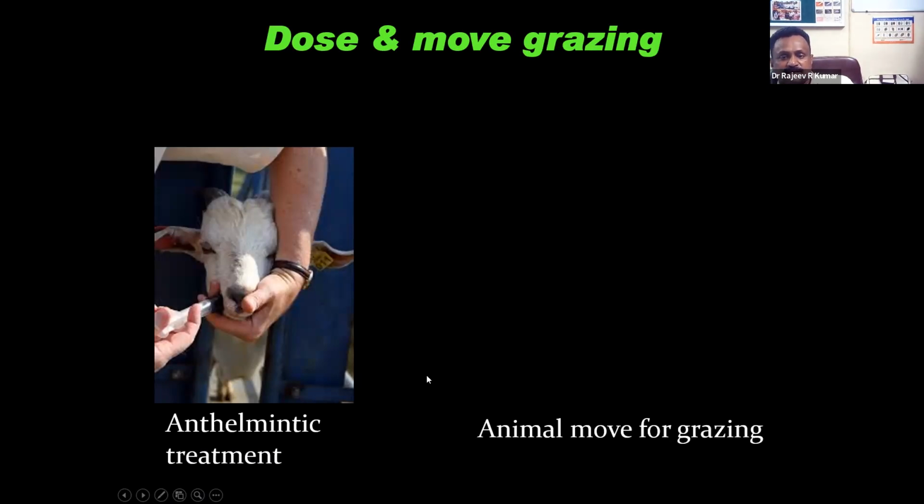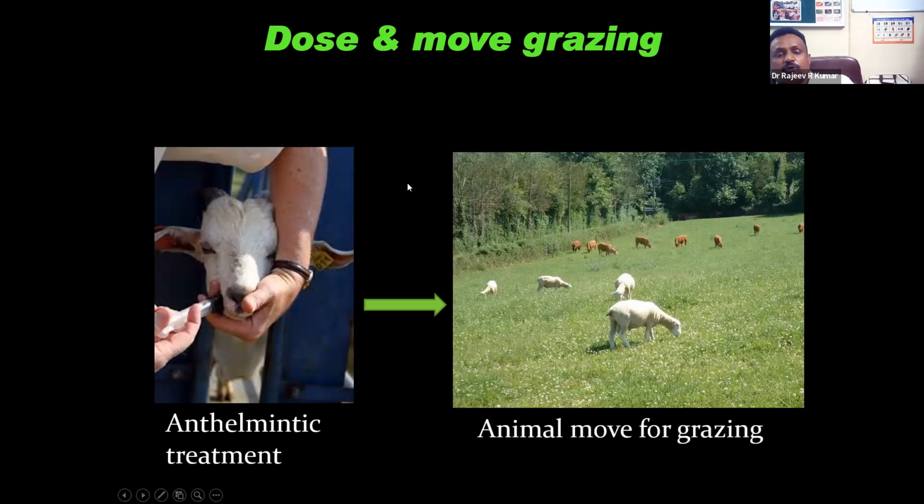Among all, this is the better way: the dose and move grazing system. What happens in this management system? First, we treat all the animals. Suppose a farmer has 50 animals and wants to let them graze on a pasture. Before allowing the animals to graze on a fresh pasture, it is better to treat all of them with a suitable or highly effective drug like ivermectin. First, we treat the animals with effective drugs. What happens? All animals become free from the infection, and then are transferred to fresh pasture for grazing.